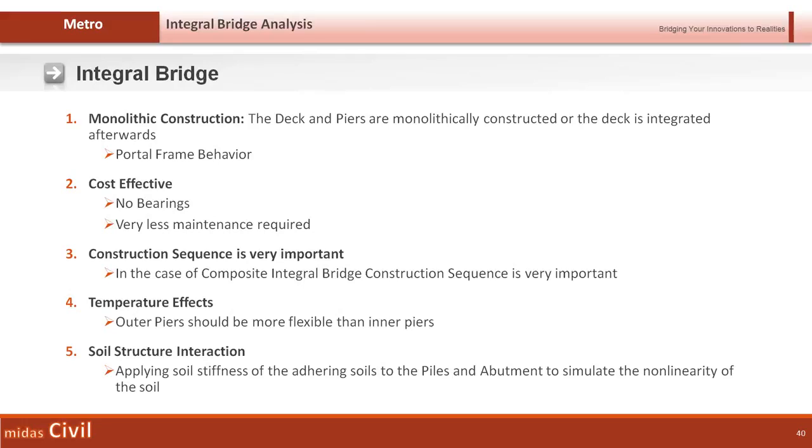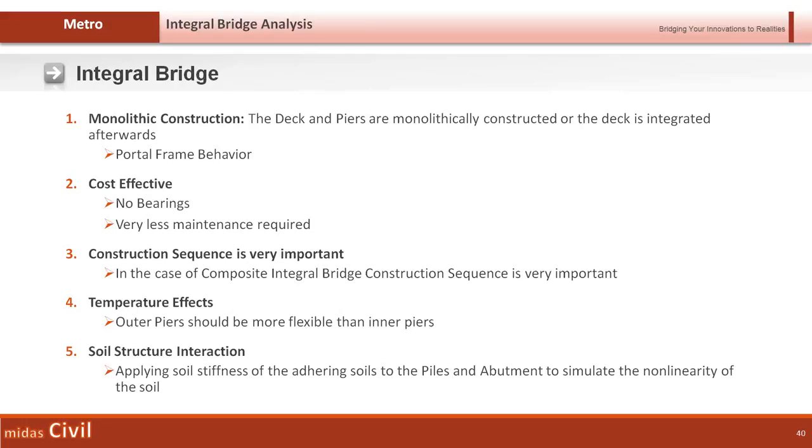In the integral bridge, the construction sequence becomes very important, because as per the construction sequence, the loads will be transferred from the deck in the same way. As we change the construction sequence, you will see a different result. Also, the temperature effects, because in an integral bridge there are no bearings to allow the temperature deformations. So in that case, we need to consider proper temperature effects. Suppose we can make the outer piers more flexible than the inner piers.